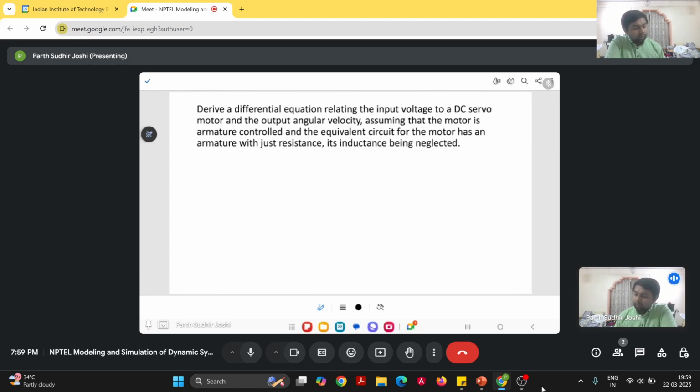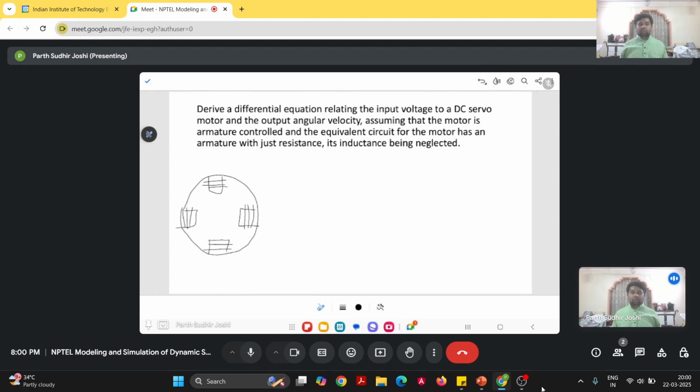So for this we first need to understand the general construction of the DC motor. The DC motor has a stator and a rotor. The stator basically involves the field windings. So we can have coils with a lot of turns to basically create the magnetic field, or we can alternatively have permanent magnets.